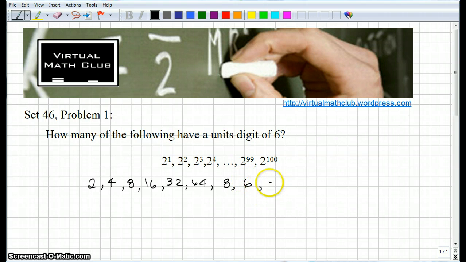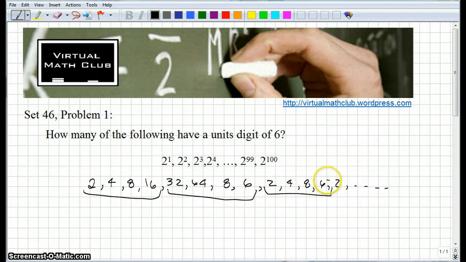The next one's going to end in a 2, and then a 4, and then an 8, and then a 6, and then a 2, and a 4, and a 6, or 2, 4, 8, 6, and so on. So we have a pattern that repeats itself in the units digit. Every fourth power of 2 ends in a 6.